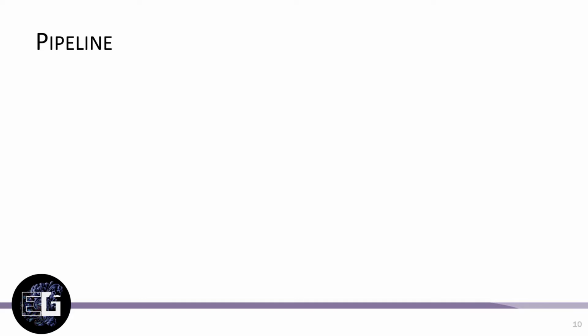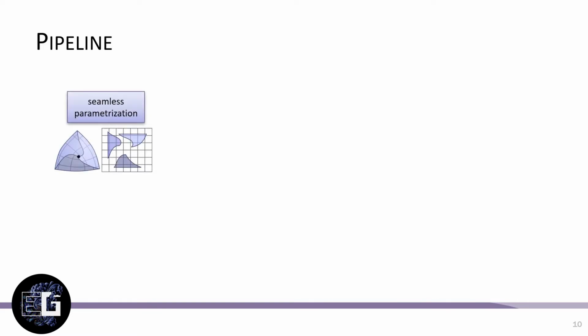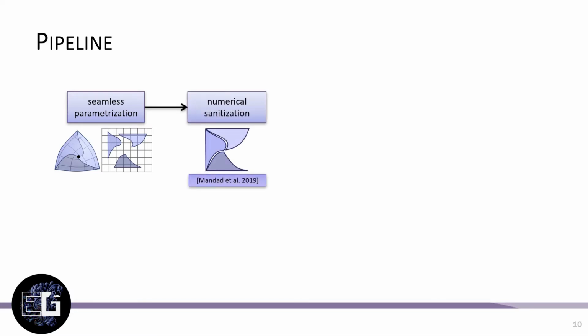As input to our algorithm, we take a seamless parametrization on a tet mesh. As a first step, we have to ensure that the input is actually truly seamless. Typically, the output of parametrization generation methods is seamless only up to some tiny numerical inaccuracies. Extending a method of Mandad and colleagues to volumetric parametrizations, we are able to fix such numerical issues.